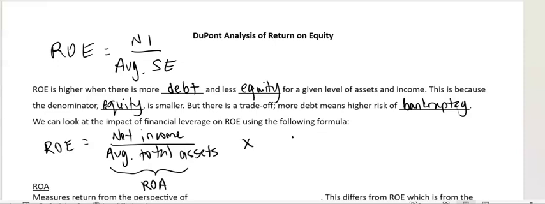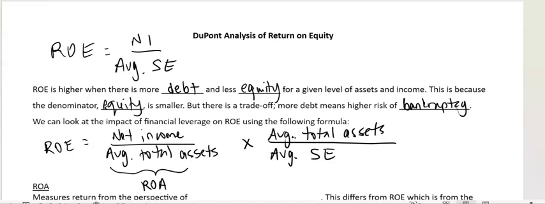We can multiply ROA times, our numerator is going to be average total assets, and our denominator is going to be average total stockholders' equity. Right, so if we cancel out the average total assets, what we have is net income over stockholders' equity. That's our formula for ROE. And we've seen this formula, average total assets divided by average stockholders' equity. This is called financial leverage.